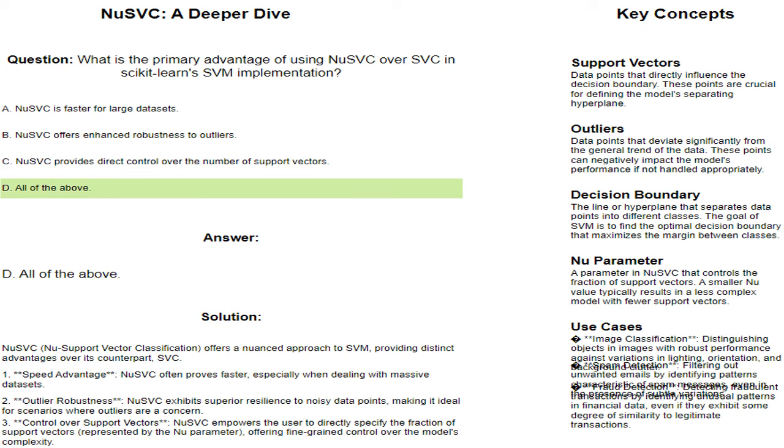SVM aims to find the optimal decision boundary that maximizes the margin between classes. The margin is the distance between the decision boundary and the closest data points, the support vectors. A larger margin generally indicates better generalization and less sensitivity to noise or outliers.